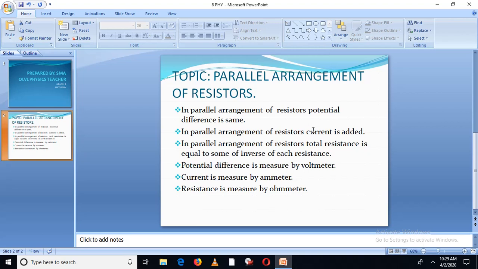And last bullet point is that resistance is measured by ohm meter. Ohm meter is an electrical instrument that is used to measure the electrical resistance. If we have to find out the electrical resistance of the resistor, then we have to attach the ohm meter.